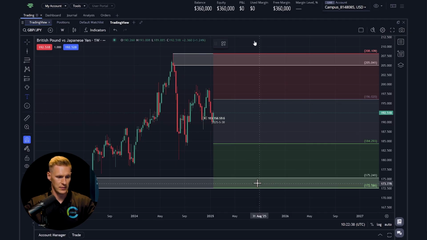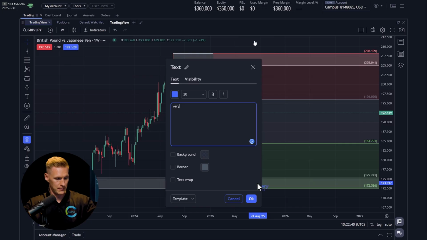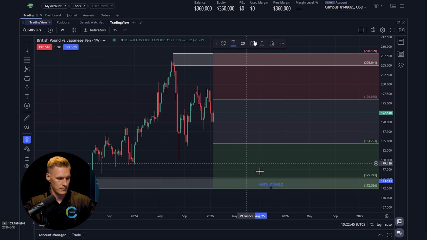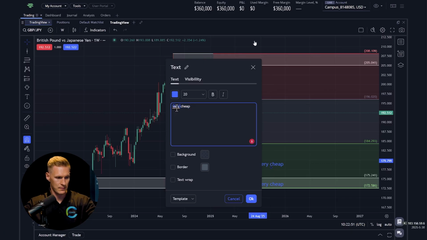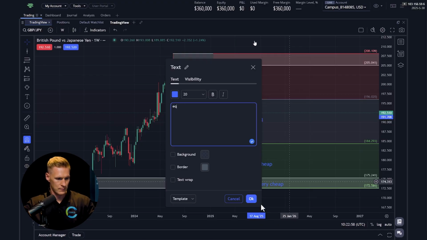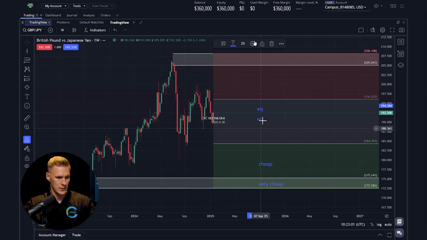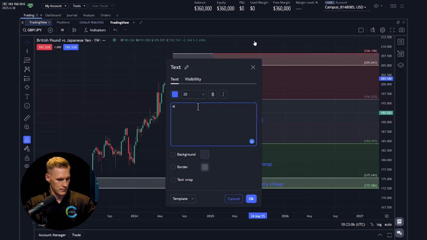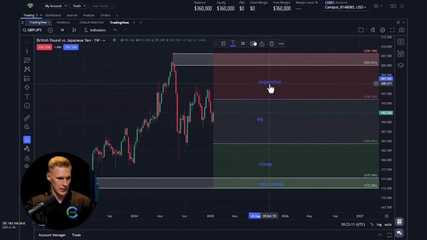Let me name it. This one is very cheap. This one is just cheap. This one is equilibrium, right? Expensive. And very expensive.